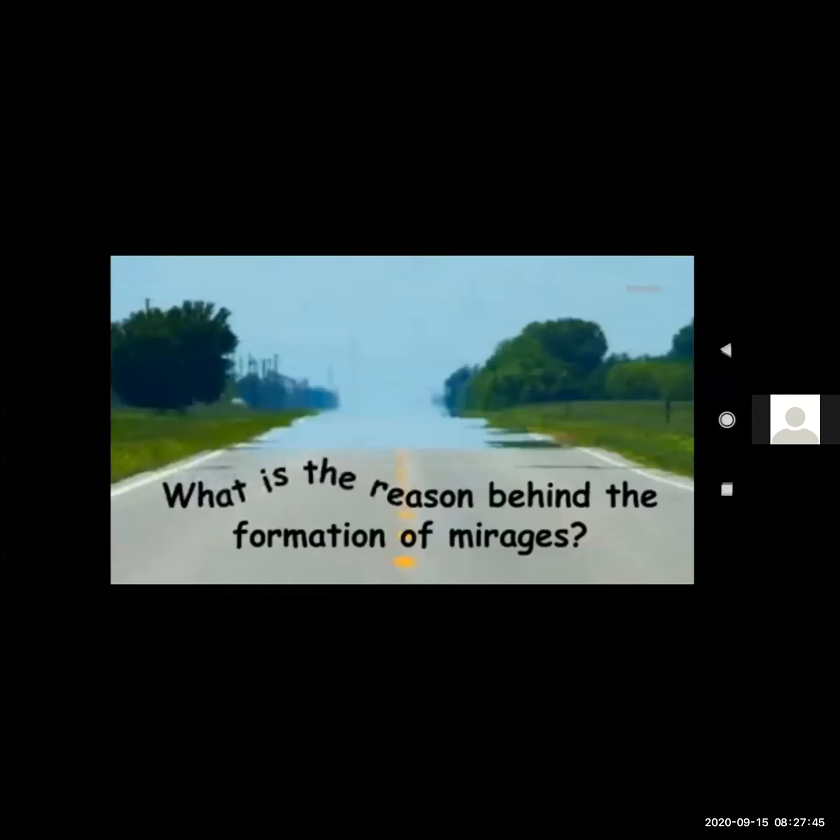What is the reason behind the formation of mirages? We will also know the answer for this question in this topic, student.